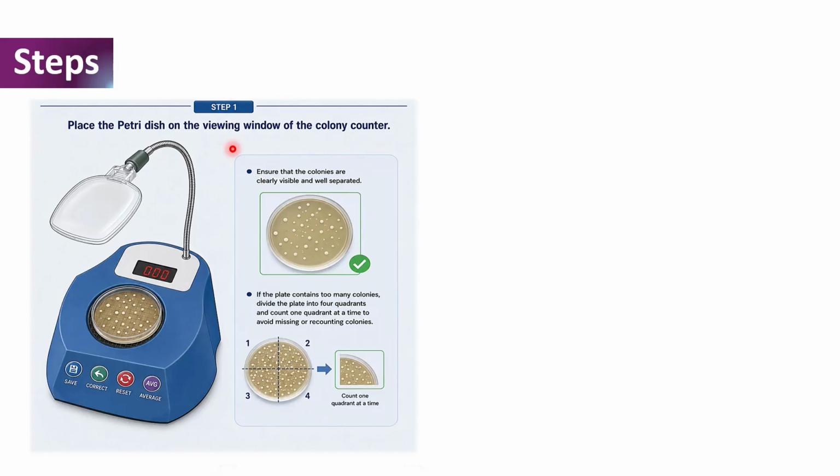So the first step involved in counting bacterial colonies on an agar plate is to place the Petri dish containing the colonies on the viewing window of the colony counter as shown over here. And in doing this, we must always ensure that the colonies are clearly visible and well separated. And also, if the plate contains too many colonies, it is always best to divide the plate into 4 quadrants and count 1 quadrant at a time to avoid mixing or recounting the colonies. And in some cases too, we count just a quadrant and multiply it by 4.